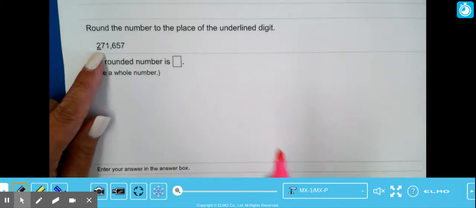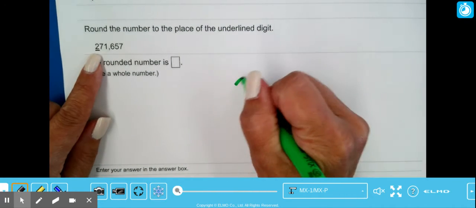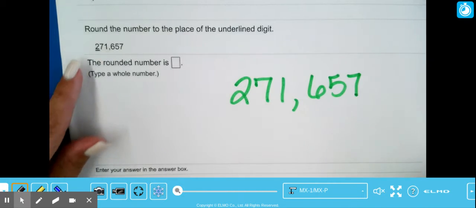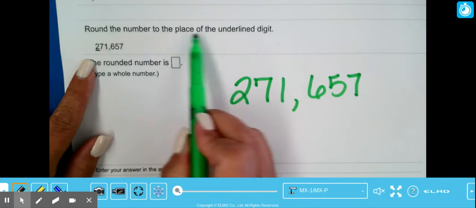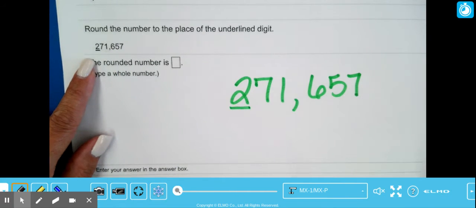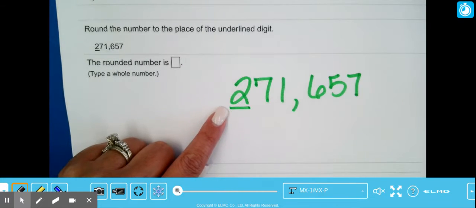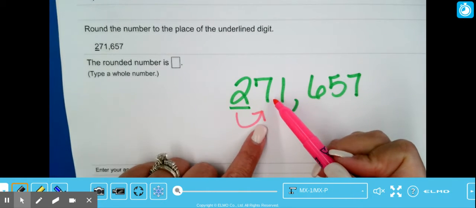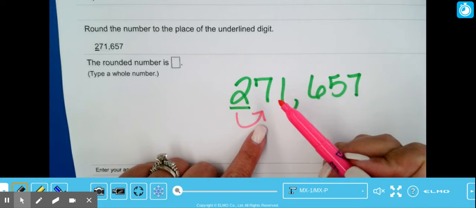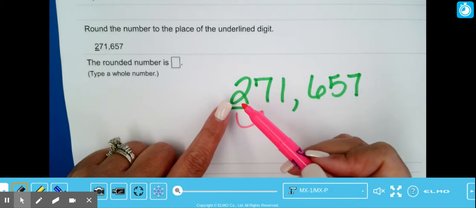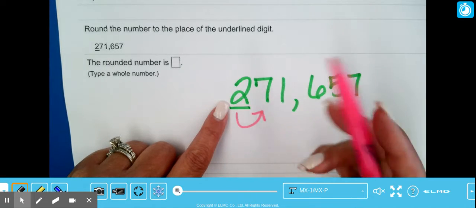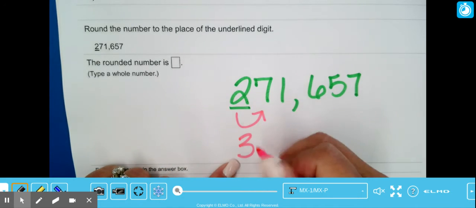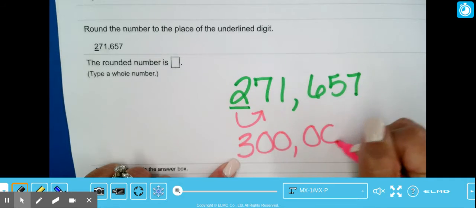Let's try another one. If we have 271,657, and we want to round it to the place of the underlined digit, which happens to be the 2, we can look to the right. There, I'm going to say my poem: 5 or more, add 1 more. Remember, we're adding 1 more to the target digit, the number 2. So it would turn into a 3, and everything else after it would become a 0.